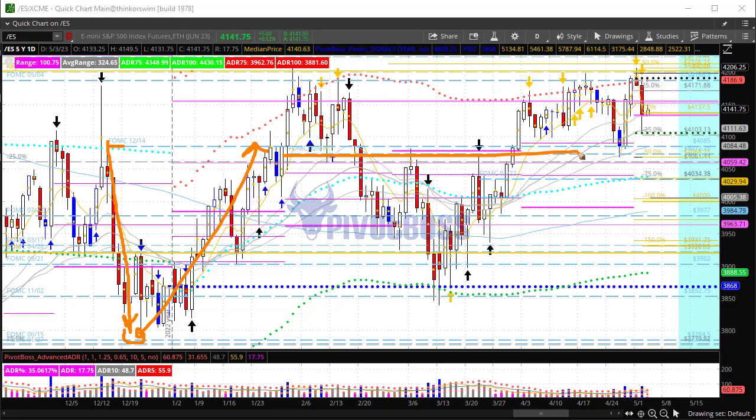This is the FOMC from February 1st. You can see how it became support, then it went offered, snapped back, dropped away, snapped back, pushed through, and then came back to it. So these levels tend to be very important.